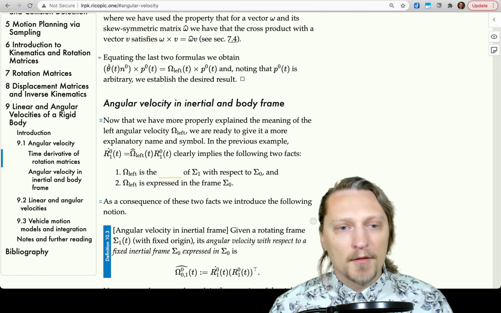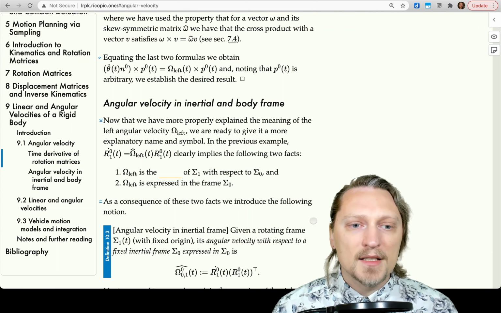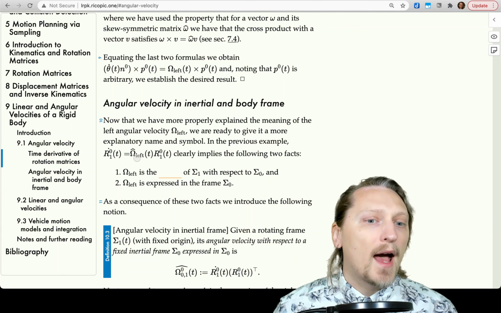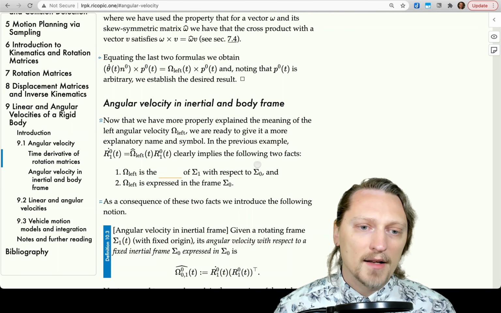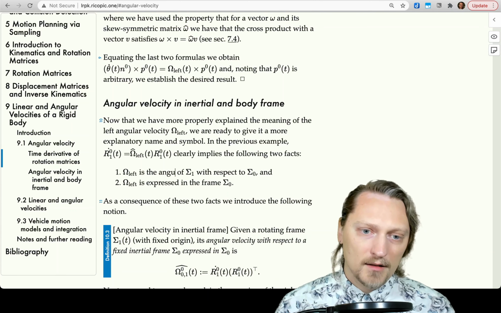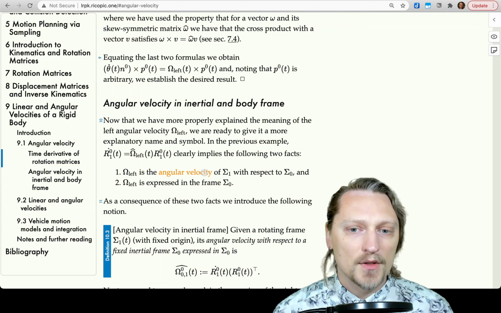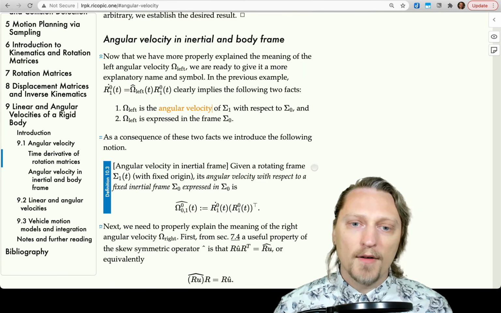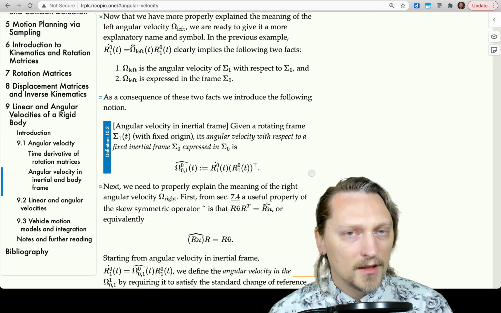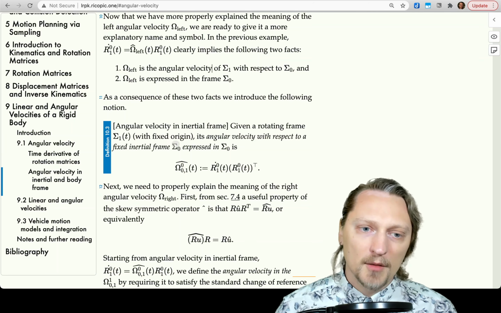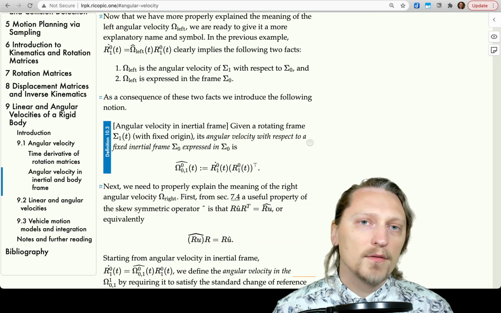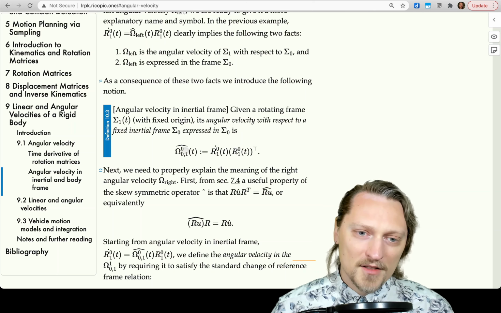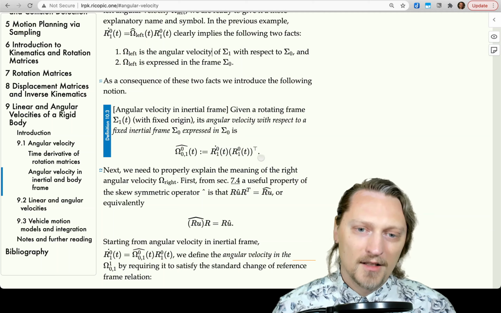Now that we have more properly explained the meaning of the left angular velocity, omega left, we are ready to give it a more explanatory name and symbol. In the previous example, R10 dot equals omega left hat R10 clearly implies the following two facts. Omega left is the angular velocity of sigma 1 with respect to sigma 0, and omega left is expressed in the frame sigma 0. As a consequence of these two facts, we introduce the following notion: angular velocity in an inertial reference frame. Given a rotating frame, sigma 1, with fixed origin, its angular velocity with respect to a fixed inertial reference frame, sigma 0, expressed in sigma 0, is omega 0,1,0 hat equals R10 dot R10 transpose.